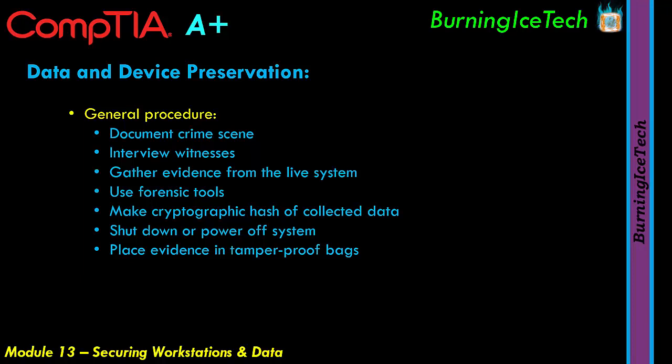If it's digital crime, it's going to probably be some sort of digital forensic tools. Make a cryptographic hash of collected data. Shut down or power off any systems. That's just to prevent people from tampering with the evidence if it's a digital crime.